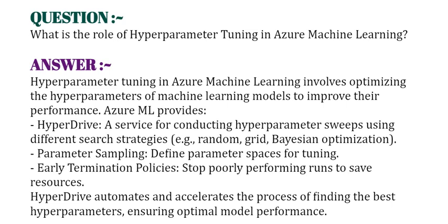Parameter sampling. Define parameter spaces for tuning. Early termination policies. Stop poorly performing runs to save resources. Hyperdrive automates and accelerates the process of finding the best hyperparameters, ensuring optimal model performance.